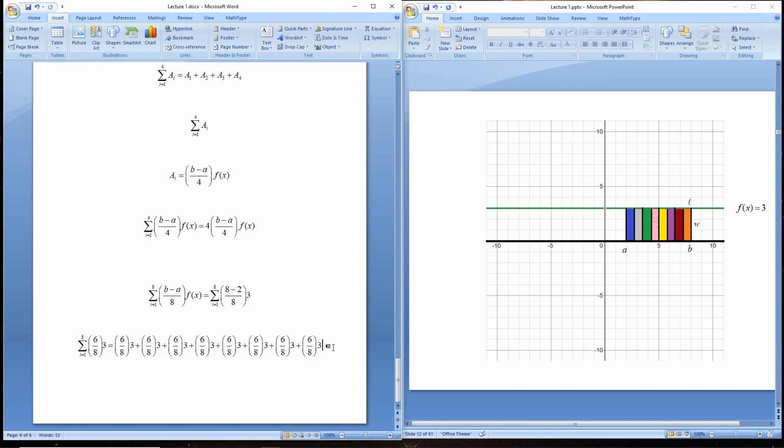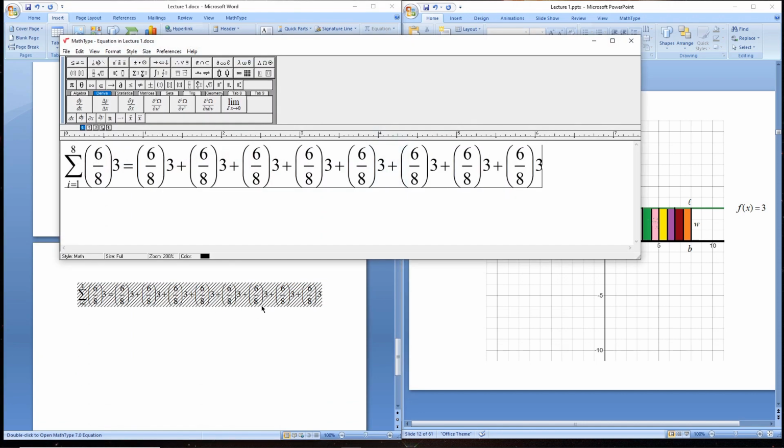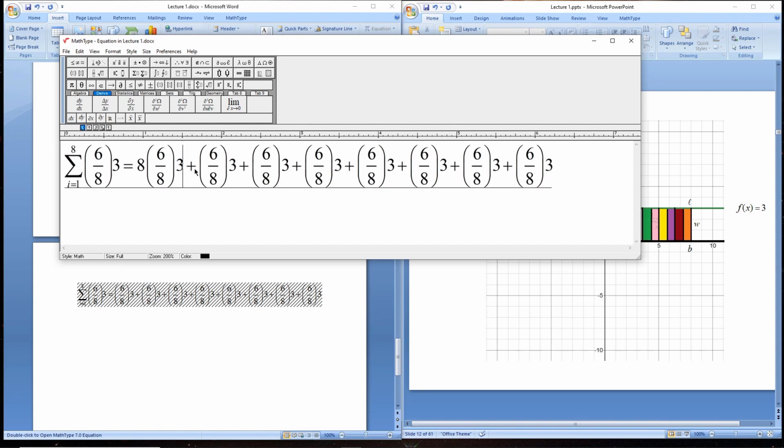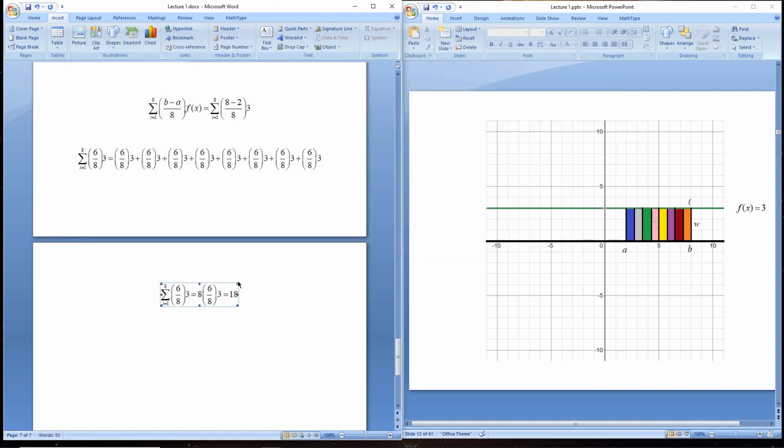So if we did add all this together, of course, all of these terms are the same, and there's 8 of them. So we've just got 8 of these terms. And then you can see our final result here, since the 8s cancel, is just 18. Which is, of course, the answer I'm sure you're already able to obtain just from simple geometry of length times width.